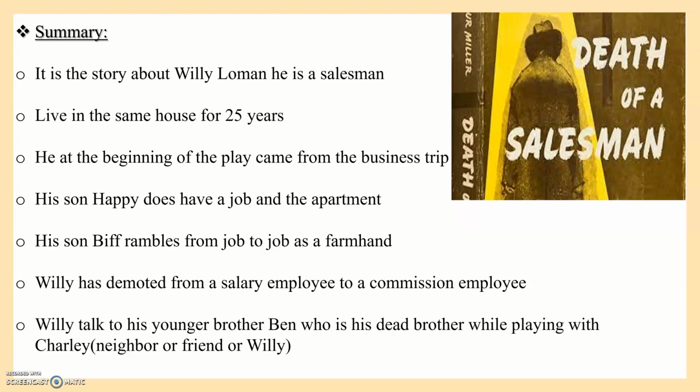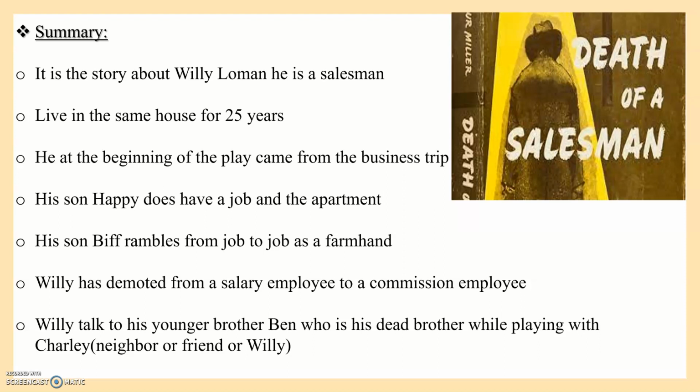Willie has been demoted from a salary employee to a commission employee at his job. This means he makes less money to support himself and his wife. This, combined with constant driving and lackluster sales, causes Willie so much stress that he begins to hallucinate. He speaks to people who are not there, and he disturbs his friend Charlie, who is also his neighbor, who comes over to play cards with Willie.